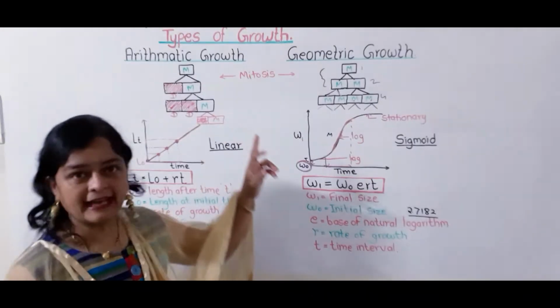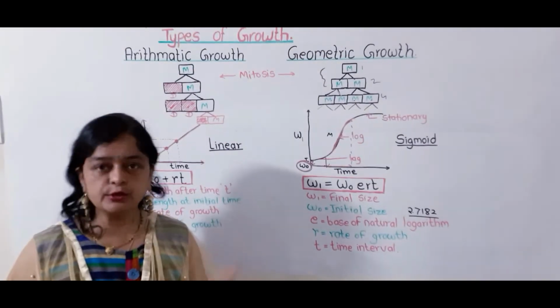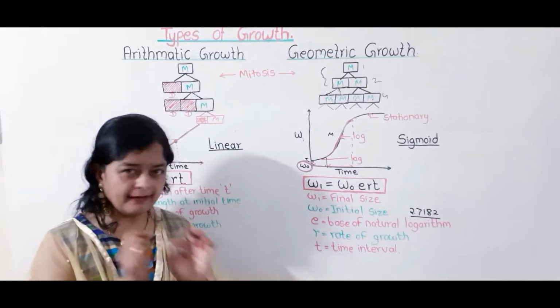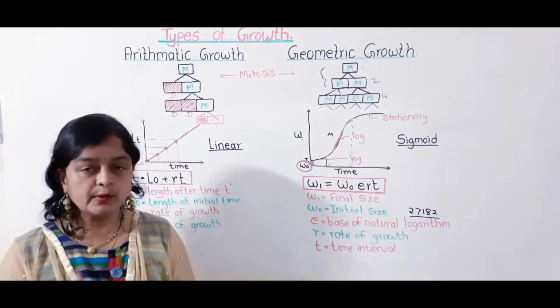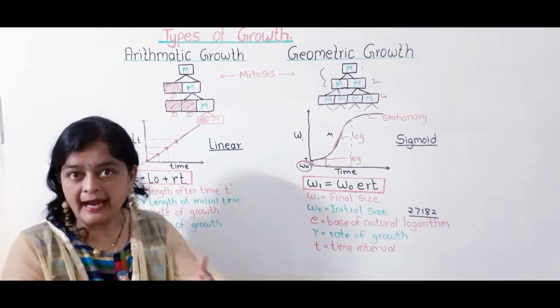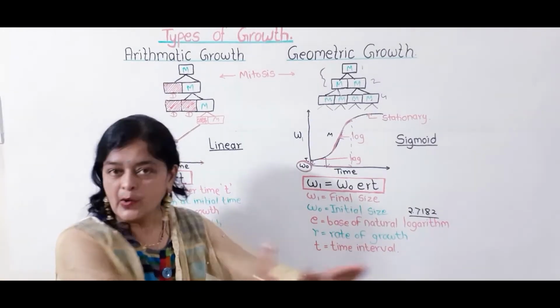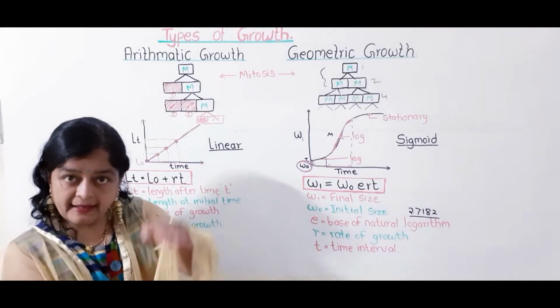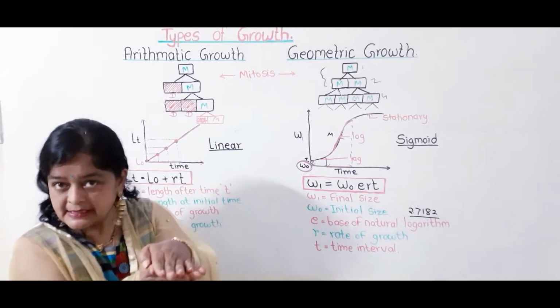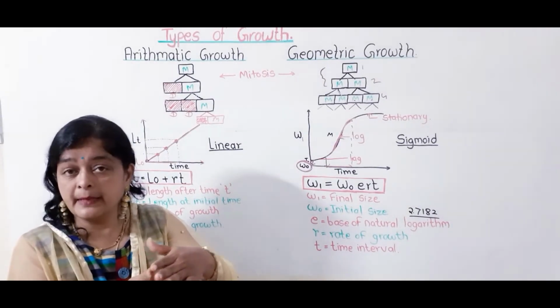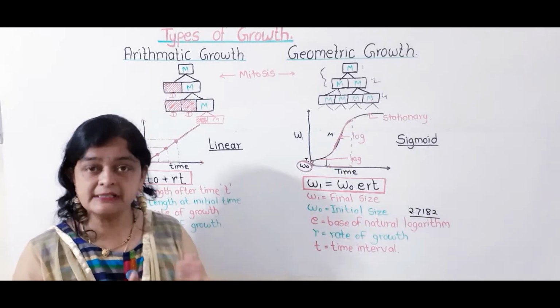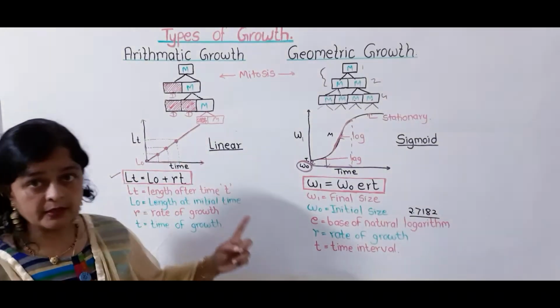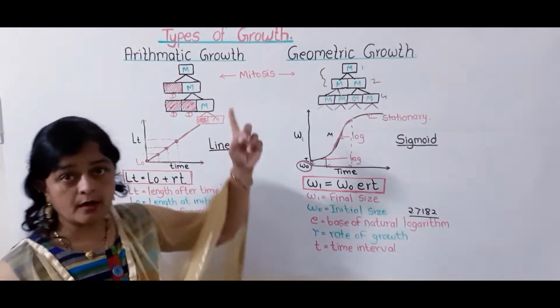We are going to study types of growth. You know what growth is. Again, in one sentence I'll tell you what growth is. Growth is nothing but a permanent and irreversible increase in an organism. Once the growth has taken place, it never comes down or reverses. It is always permanent. So today we are going to study types of growth.